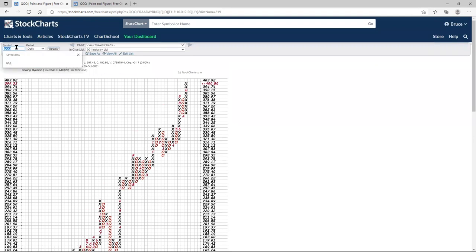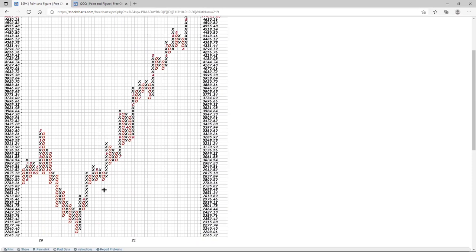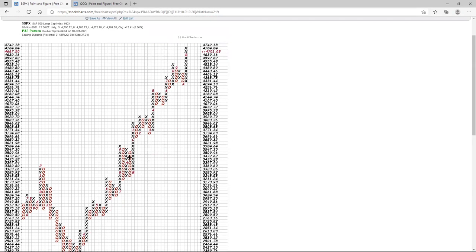Now, if we change this and go to, say, the S&P, and you could put any stock in here, here's the S&P over that same time period. Well, it's not the same time period, but same data set. ATR scaling says that it should be 37.34 S&P points for scaling changes here, three box reversal. Here's the 2020 low across this area, and then a dramatic rally upwards. And so here's a reaccumulation here. Here's one here, here's one here, here's one here. And so we can see those.